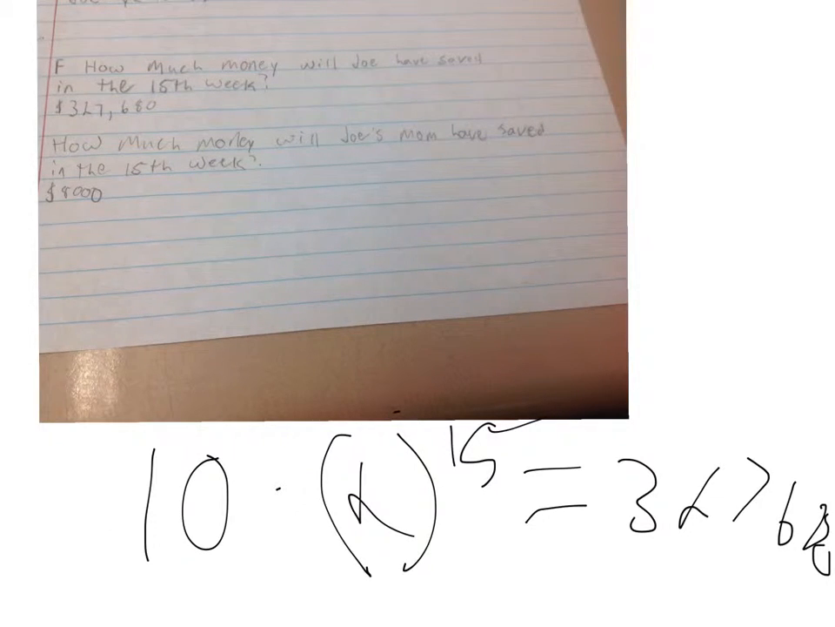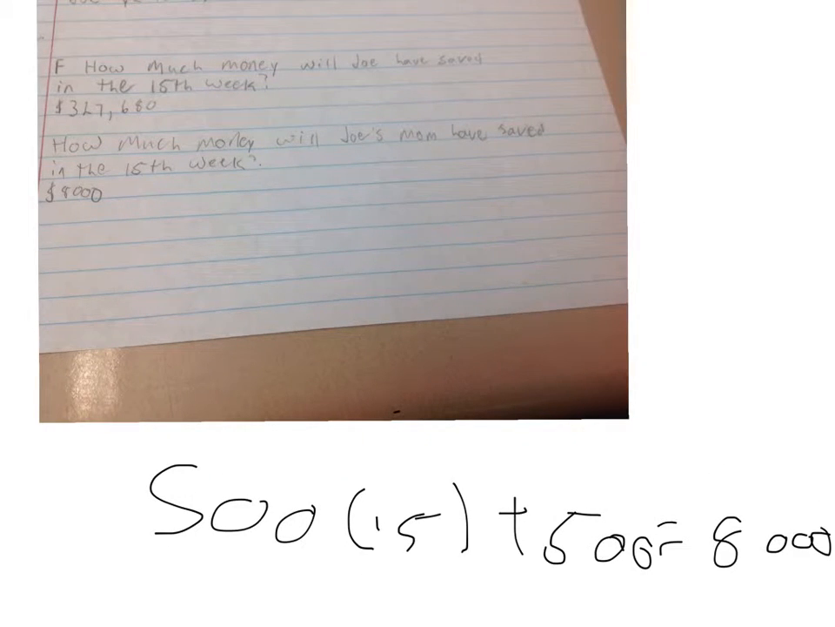Here we have the first problem, which is what Joe has saved in the first 15 weeks of his house hunt. And it's $10 times 2 to the 15th because of 15 weeks, and equals $327,680.